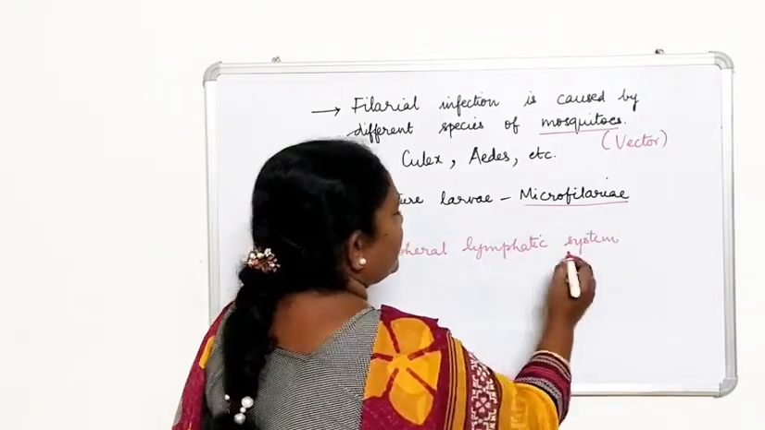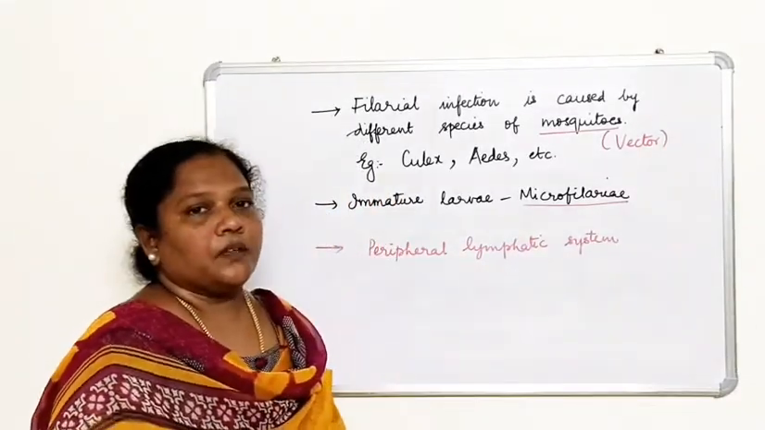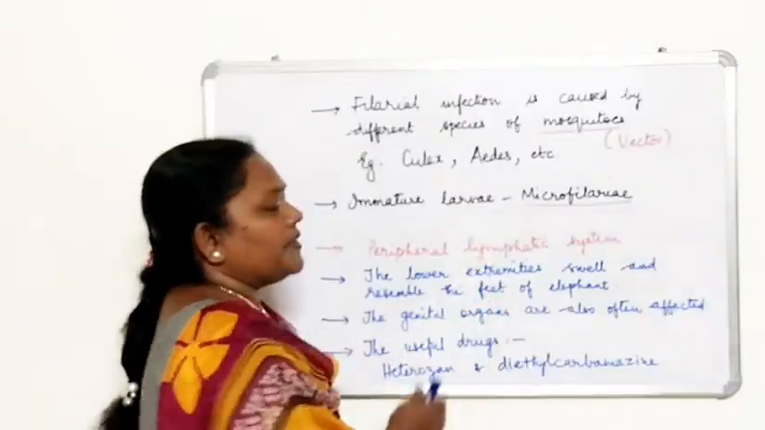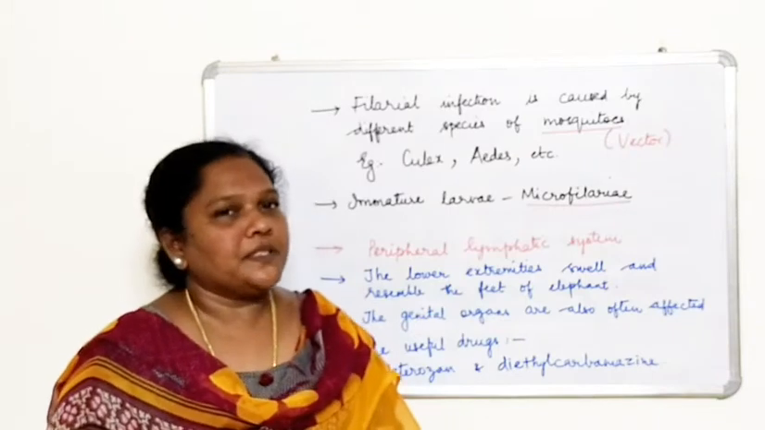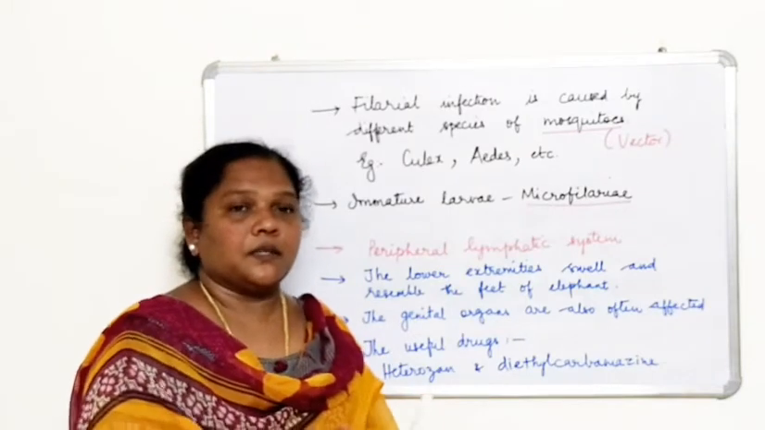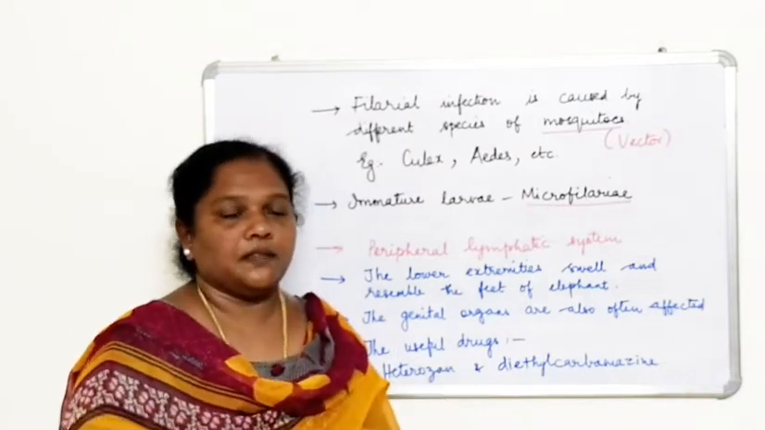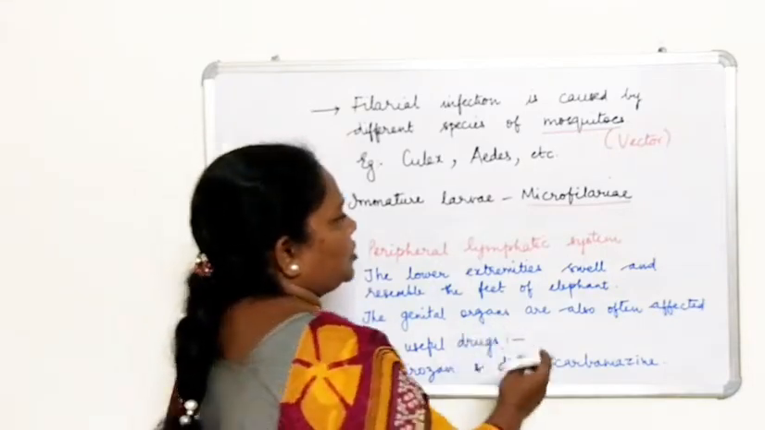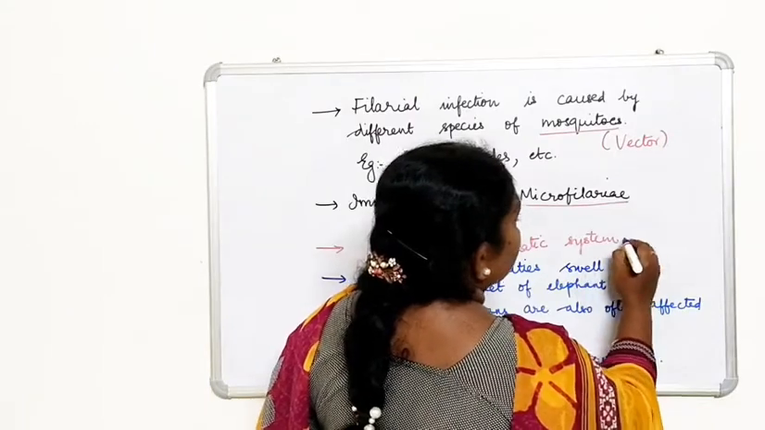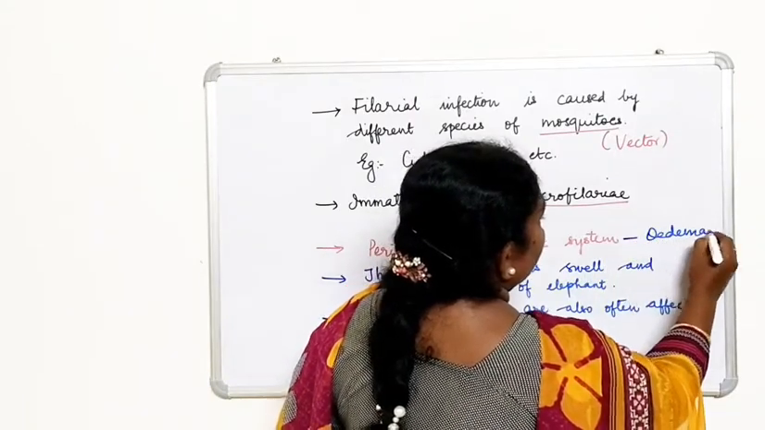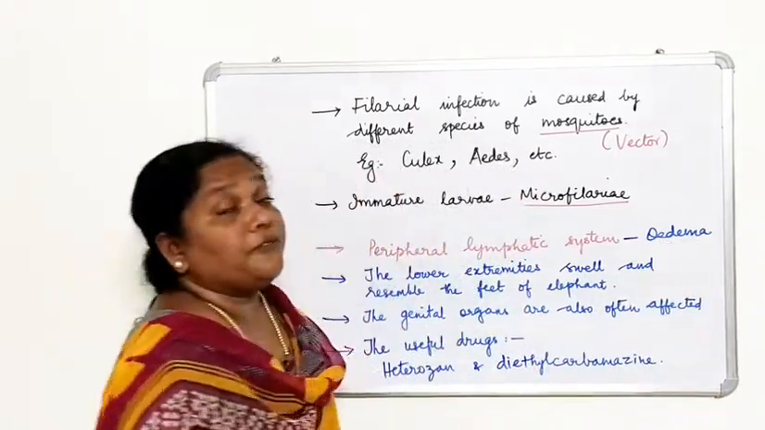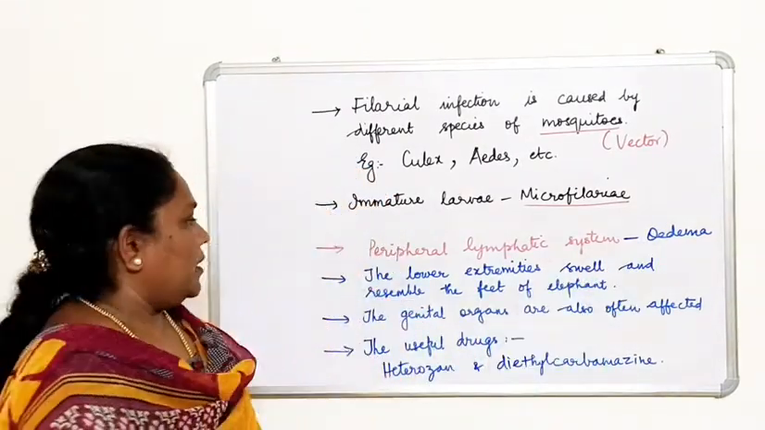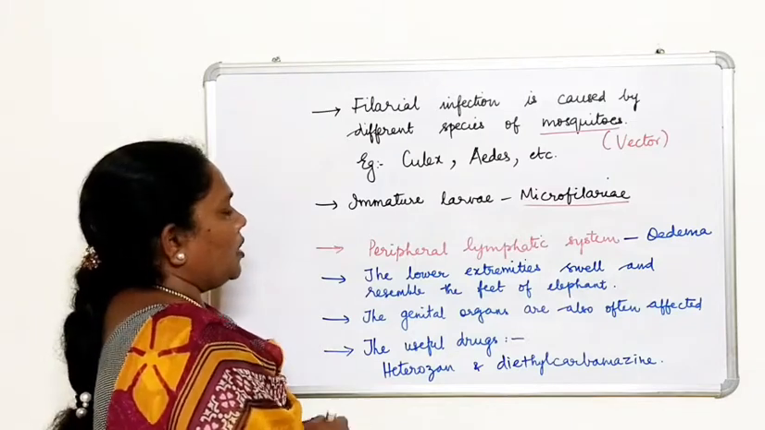The lymphatic system and lymph nodes, so the whole lymphatic system will be affected. When the peripheral lymphatic system is infected, the developed worms obstruct the flow of lymph in the lymph vessels. It results in edema. Edema is watery fluid accumulated in the tissues. In that condition you call it edema. And what about the symptoms here?